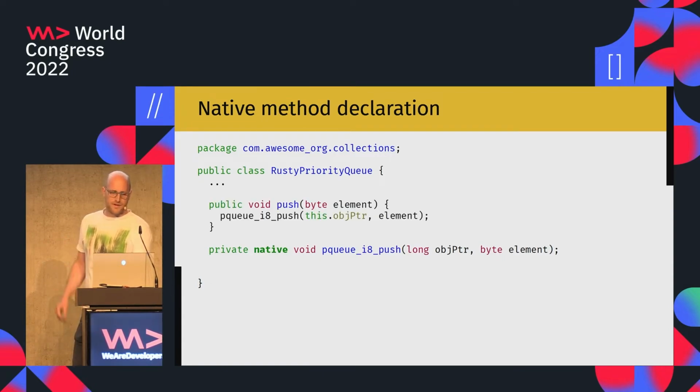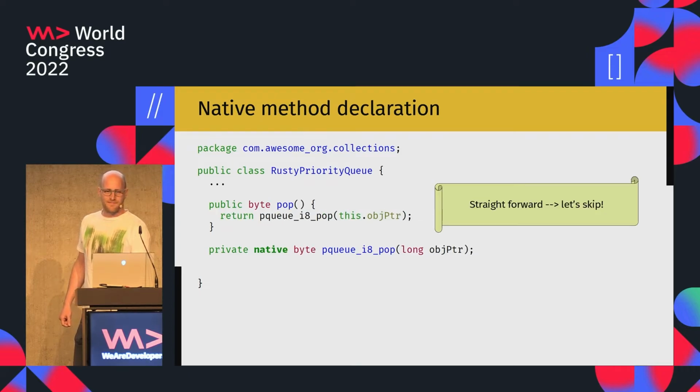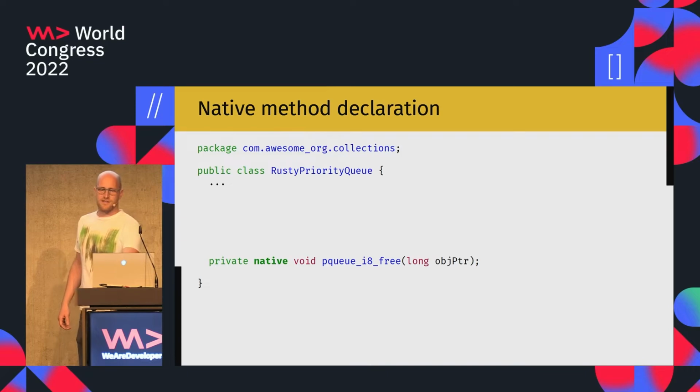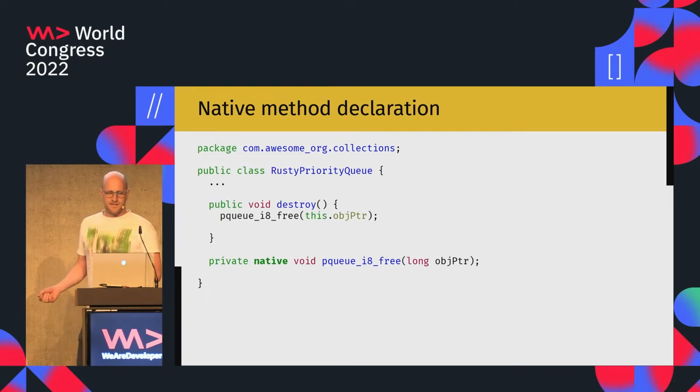Yeah, and here we just forward the push method to the native push function. The pop implementation is also pretty straightforward, nothing new here. The free implementation is maybe a bit more interesting. So we will call free on the native side, and it will clean up the memory that was allocated. What we need to do is to invalidate the pointer and make sure that we don't use it afterwards. For example, we can set it to 0.